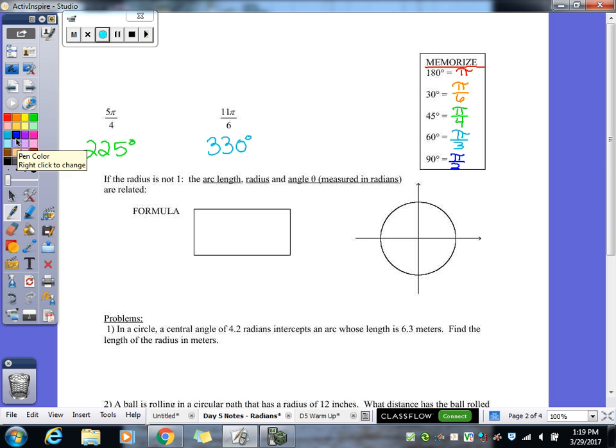So now, if we are dealing with a circle where your radius is not 1, remember, if it was 1, it's all within the unit circle. So if your radius is not 1, the arc length, your radius, and the angle measure are all related in a formula. S equals theta times r. Some people write the formula as theta equals S over r. Those are the same thing. They're just written in a different way.